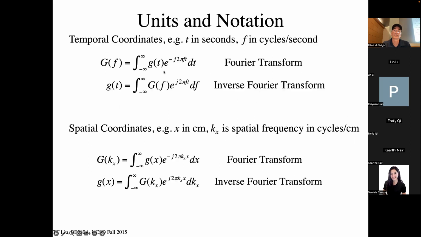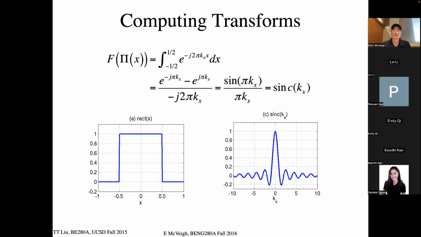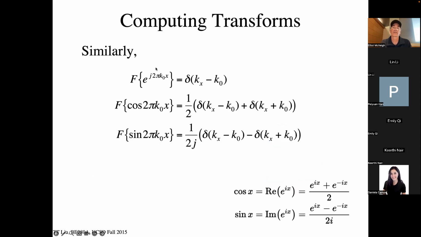These functions. And just get used to why, if I plug this in and take its Fourier transform, I get a delta function that is zero everywhere except kx equals k naught.